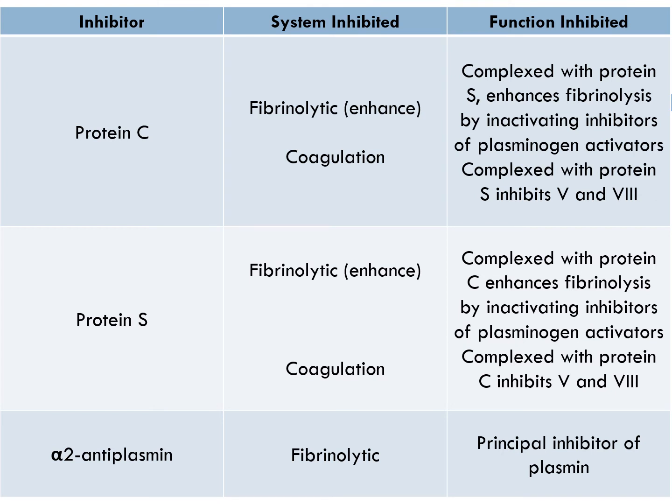Protein S, on the other hand, the same with protein C, functions to inhibit the fibrinolytic and coagulation systems. This time, your protein S forms a complex with protein C to speed up fibrinolysis, and it also forms a complex with protein C to inhibit factors 5 and 8. Then we have alpha 2 antiplasmin. This is a potent plasmin inhibitor, which means that its function is against the fibrinolytic system.